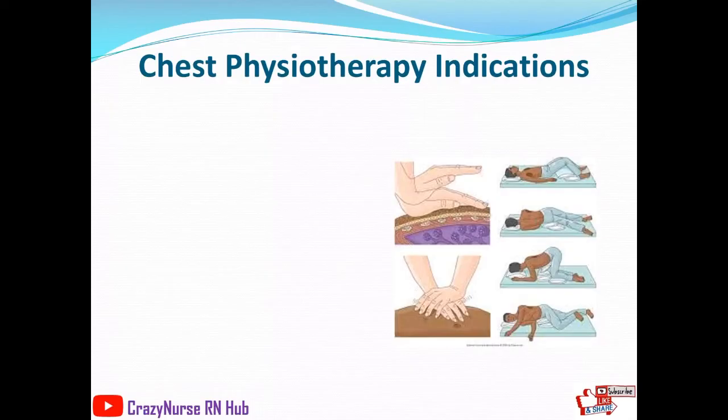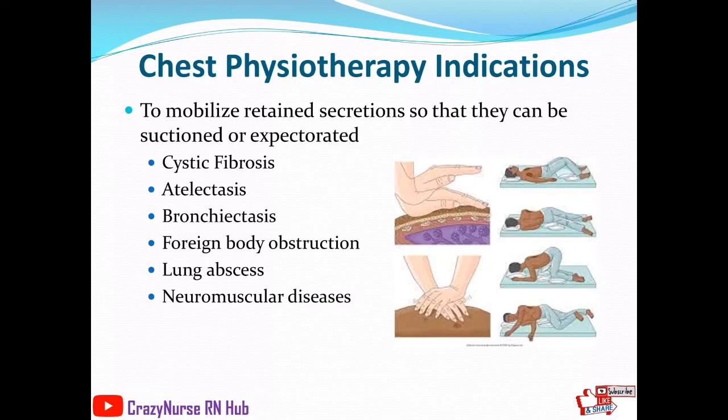So what are the indications of chest physiotherapy? It is indicated to mobilize retained secretions so that they can be suctioned or expectorated. Such conditions are cystic fibrosis, atelectasis, bronchiectasis, foreign body obstruction, lung abscess, and neuromuscular diseases.